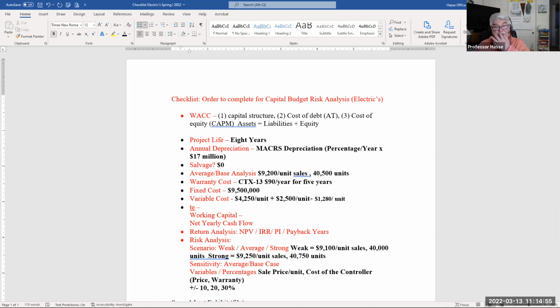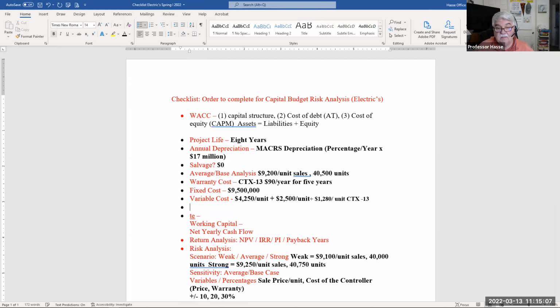Add those up, and that's your total variable cost for this project. Okay, this is for the CTX 13 unit. For the MT78 product, the variable cost is the same.